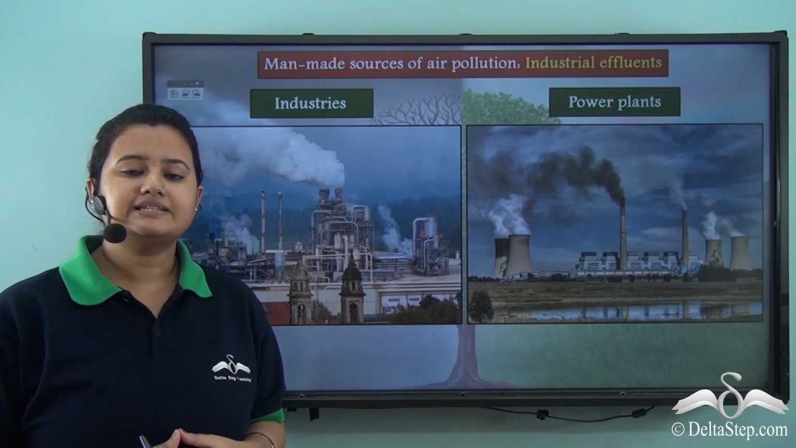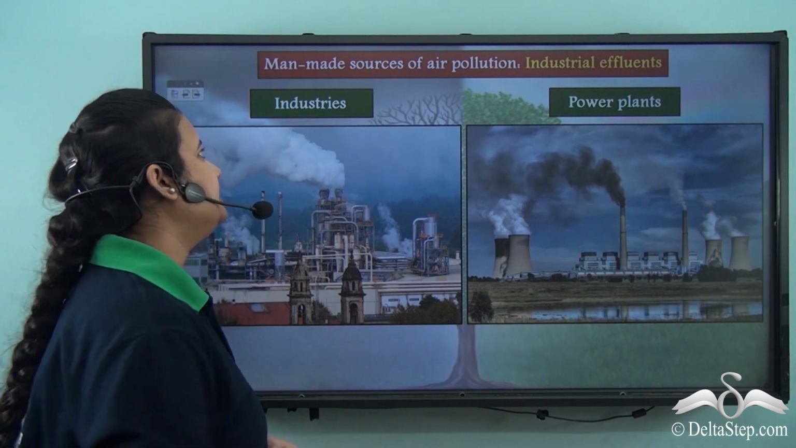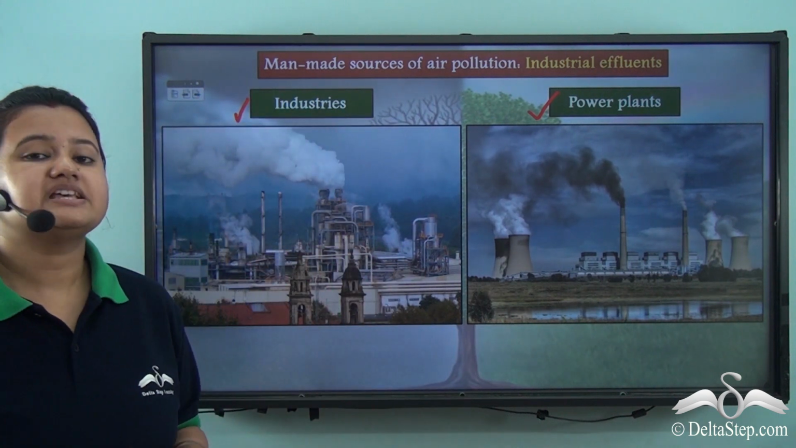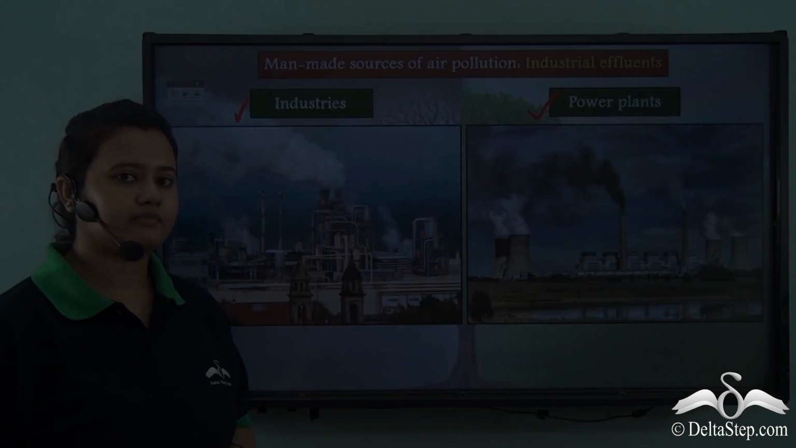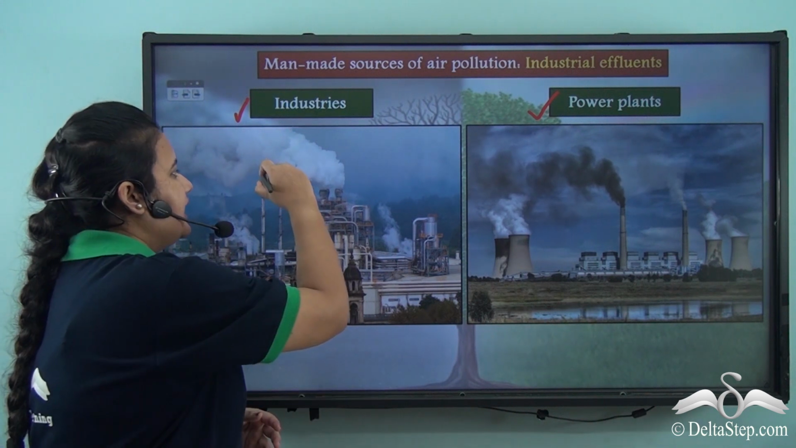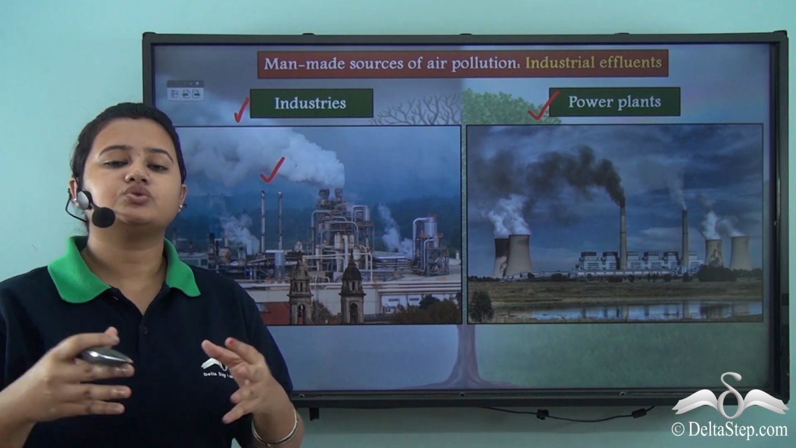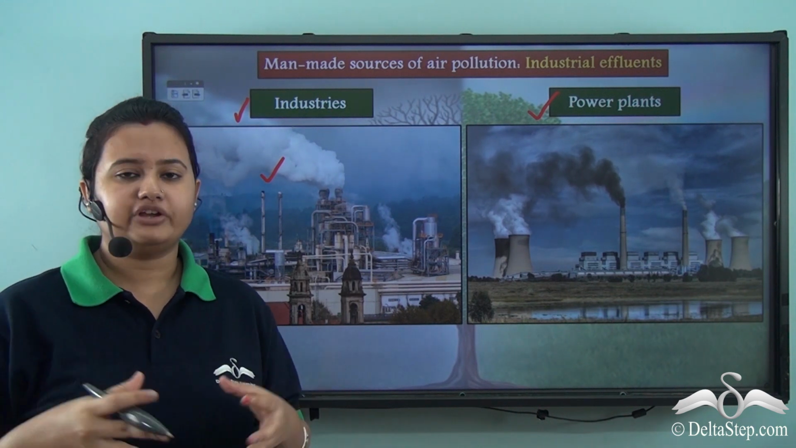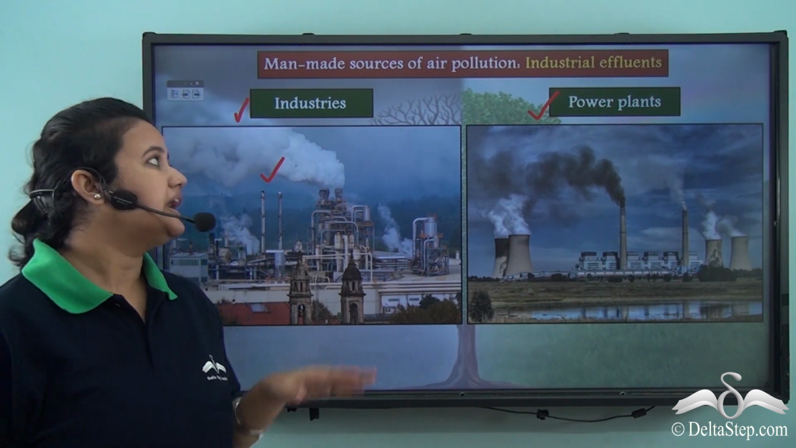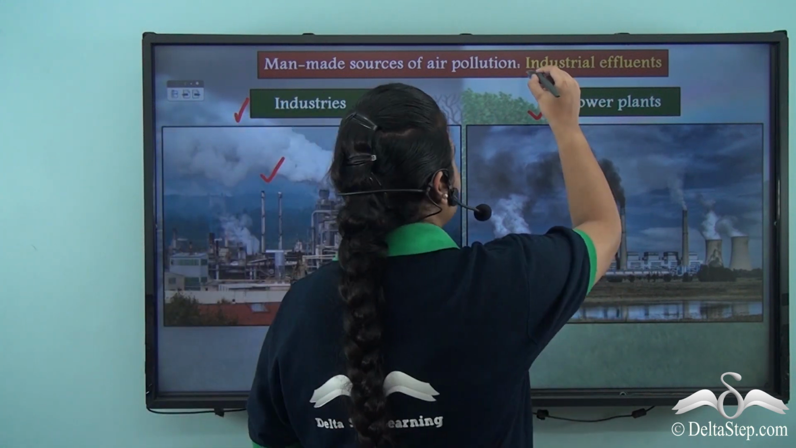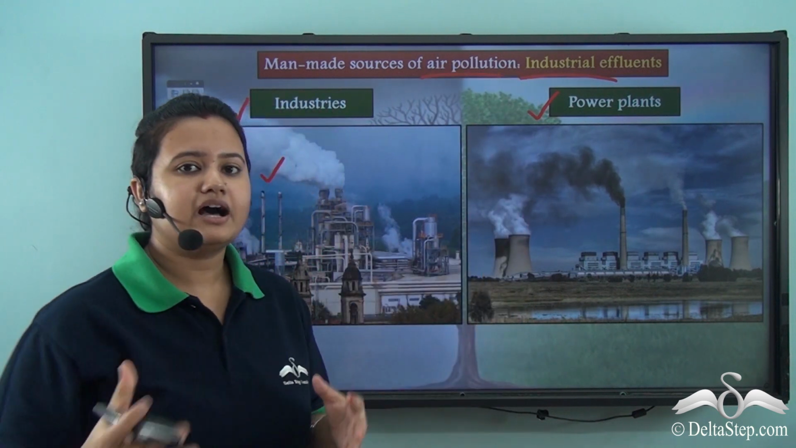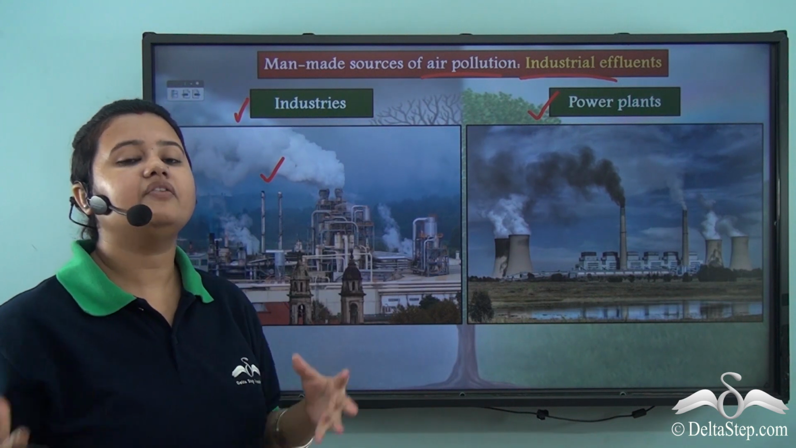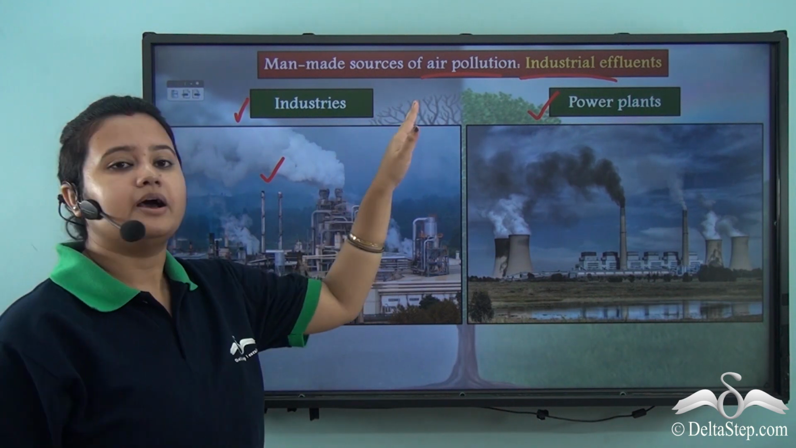Thus, fossil fuels like coal are burnt in industries and power plants, which produces tons of toxic gases. These toxic gases are then directly released into the atmosphere untreated, that is, without any sort of purification, and this is how industrial effluents lead to air pollution. Thus, apart from vehicular emissions, industrial effluents are also another man-made source of air pollution.